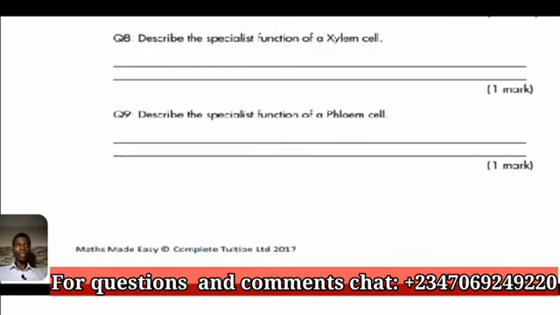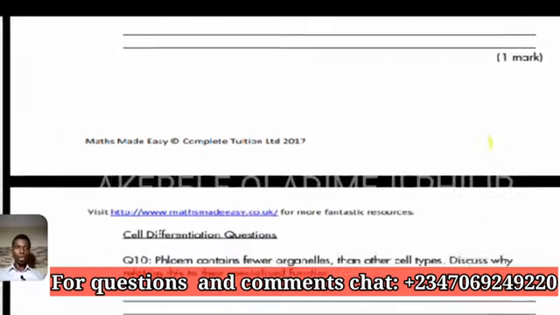Describe the specialist function of a xylem cell. I think I mentioned that already. What does it do? It helps to transport water and mineral salt from the soil upward. But even if you don't say upward, it helps to transport water and mineral salt from the soil to other parts of the plant, so to say. Then describe the specialist function of a phloem cell. Transportation of what? Of food. What food? Glucose around the body of the plant, or around the whole body.